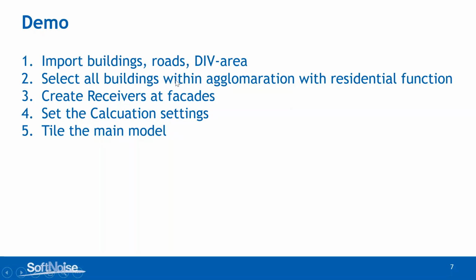Step 2 is to select all the buildings within that agglomeration with a residential function, because there will be many buildings for commercial function or non-residential functions. The next step is to create receivers at the facades. The next step is to set the calculating settings. And then most likely you will have to tile your main model. These are the steps I'm going to show you now.